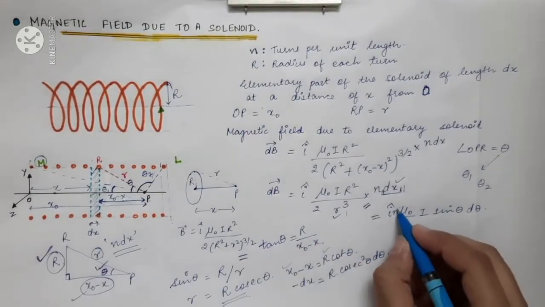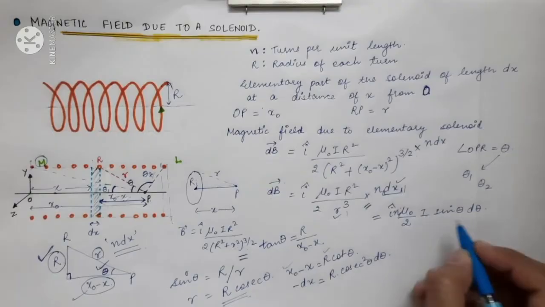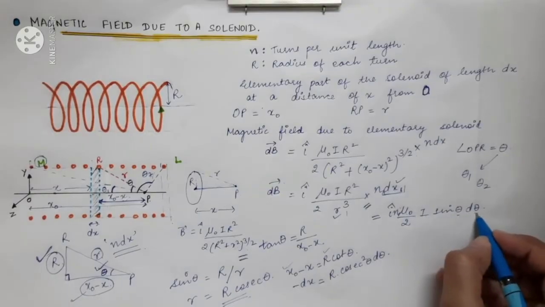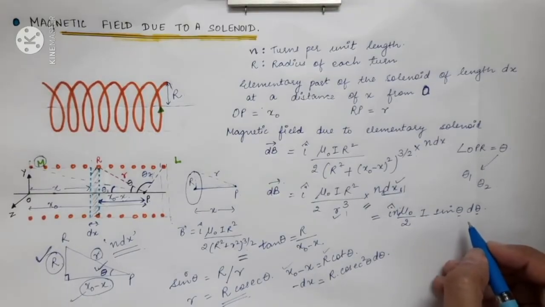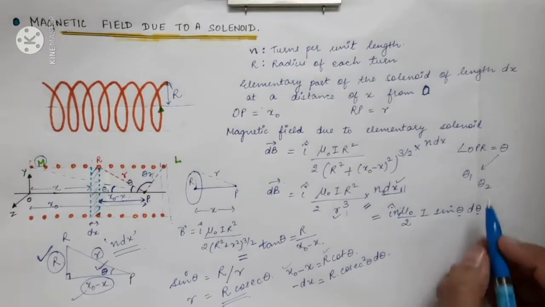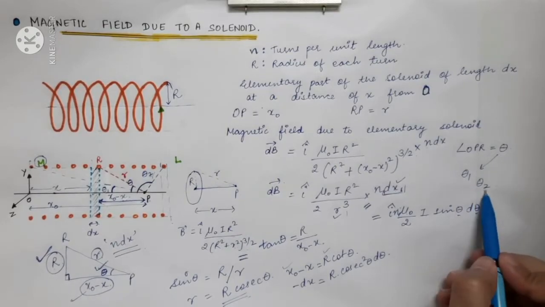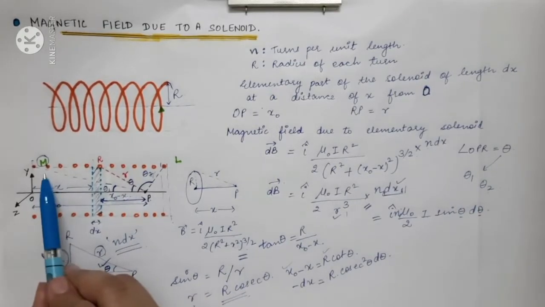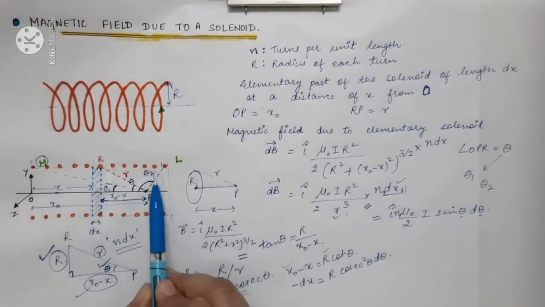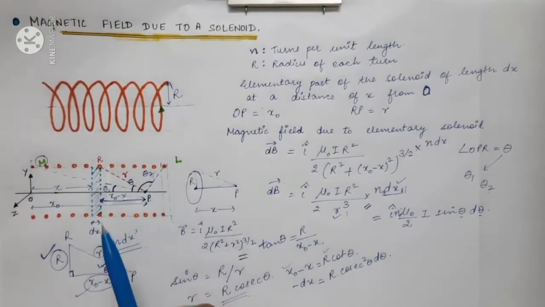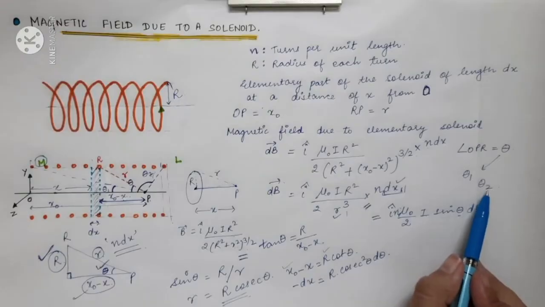Now in this formula, n is constant, mu naught is constant, I is constant. So what is the variable? The only variable that we have is theta. And we know that theta varies from theta 1 to theta 2. So theta 1 is this angle and theta 2 is this angle. So the limits of theta are from theta 1 to theta 2.